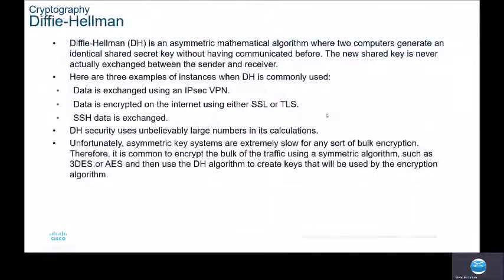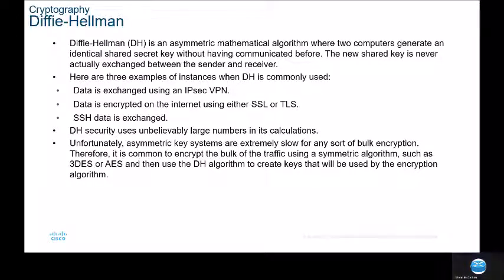Now, Diffie-Hellman is an asymmetric mathematical algorithm where two computers generate an identical shared key without having communicated before. The new shared key is never actually exchanged between the sender and receiver. So here are three examples of instances DH is commonly used in: IPsec VPNs, SSL and TLS, as well as SSH.